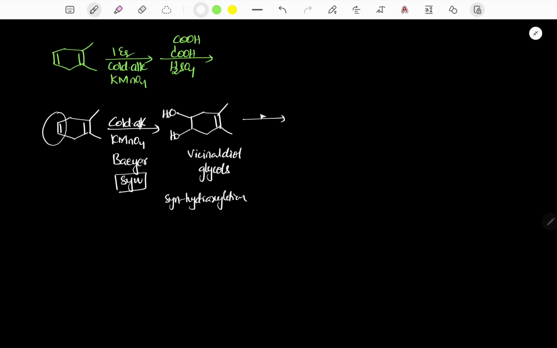Now it is treated with oxalic acid in the presence of H+. So immediately we should think that it is an alcohol and it is an acid. When acid plus alcohol both are present, we expect esterification.